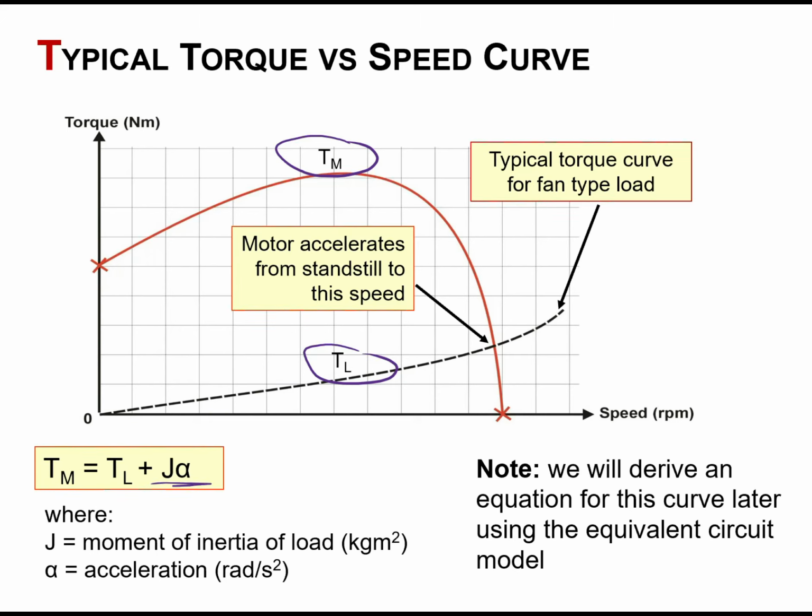So this is the acceleration torque, and it is given by the product of the moment of inertia of the load and the acceleration. Note that later on we will derive an equation for this curve using the equivalent circuit model. Also, note that the motor torque is the sum of the load torque and the acceleration torque.